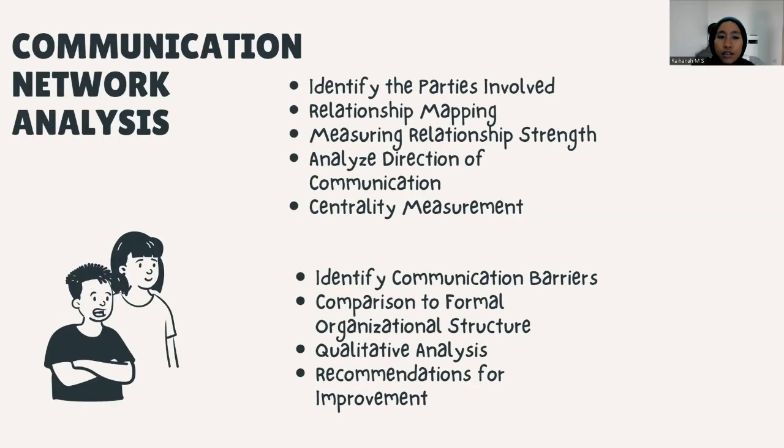There are some points for communication network analysis. The first one is identifying the parties involved, and then relationship mapping, measuring relationship strength, analyzing the direction of communication, centrality measurement, and then identifying communication barriers, and then comparison to formal organization structure, and then qualitative analysis, and the last one is recommendations for improvement.